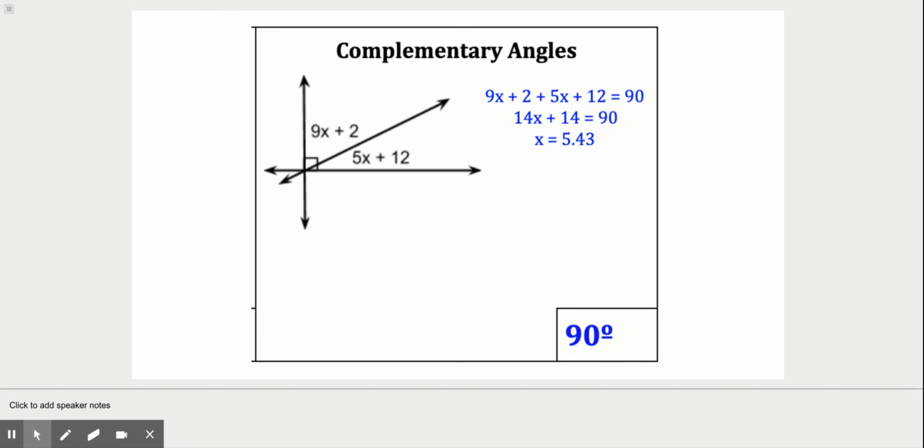You can see that there's several different types of angles. Again, there's supplementary that adds to 180, complementary add to 90, and then congruent angles are equal to each other.